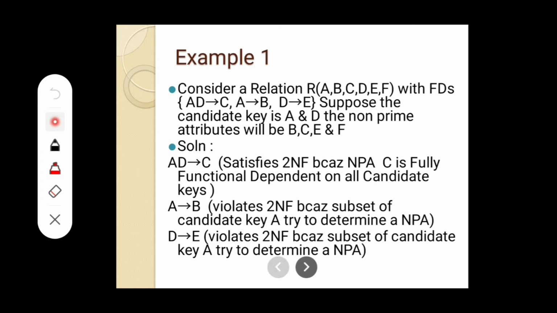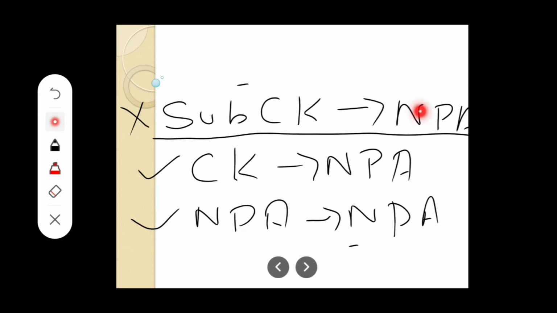So we only need to check whether these conditions exist. If this occurs, this does not follow 2NF. Okay, rest of the conditions are okay. A candidate key determining non-prime attribute, which is okay. A non-prime attribute determining non-prime attribute, which is also okay. Okay, so this condition is okay for 2NF, but a non-prime attribute determining non-prime attribute will not be okay for 3NF. That we will discuss later.